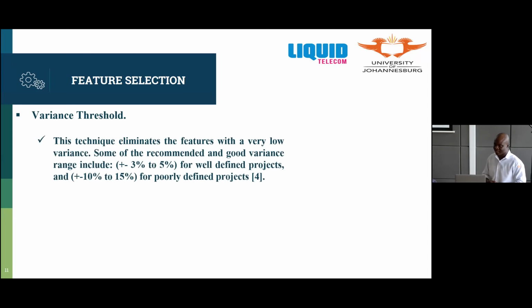And how does it work? So if you notice, I said you eliminate the features with a very low variance. All right. Now, when I use the words very low, you need to set a threshold. So some of the recommended variance that you can use is 3% to 5% for a well-defined project. Now, when I say well-defined project, I'm looking at application. For example, I'm building this algorithm, which I'm going to deploy out there to be used by people, you understand? So I'll stick the variance to 3 to 5%.